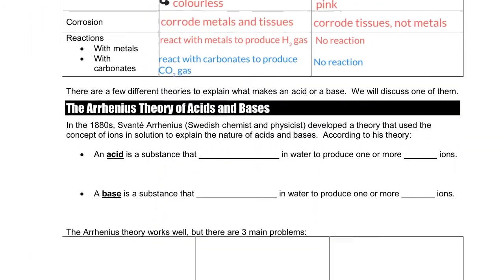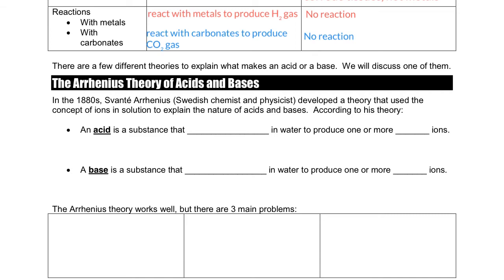And as I say here, there are a few different theories to explain what makes an acid or a base. Meaning, on a chemical level, what differentiates an acid and a base? Well, there are different theories. We're going to talk about one of them in this course. If you go on to further chemistry courses, you'll talk about different theories of acids and bases, but we're going to talk about the theory that Arrhenius came up with.